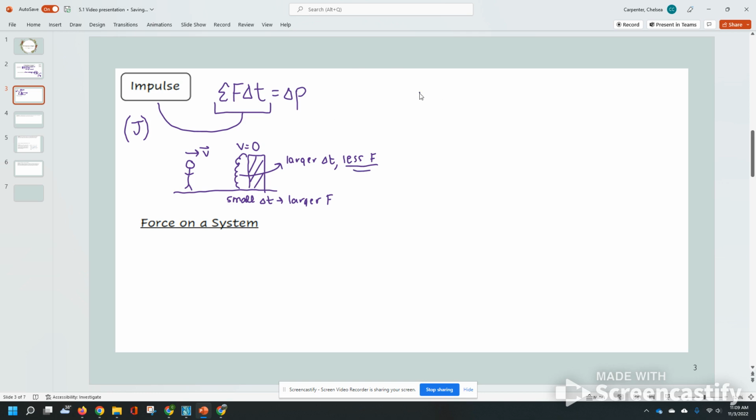Another thing about impulse, we love graphs. So if we have a graph of force versus time, okay, let's say we had a constant force being exerted over some amount of time, the area under this curve is the impulse or the change in momentum.